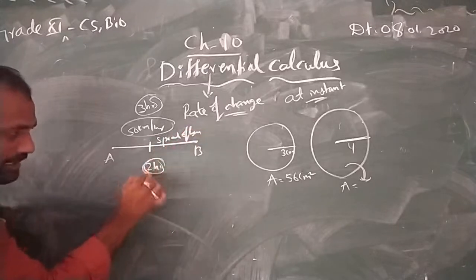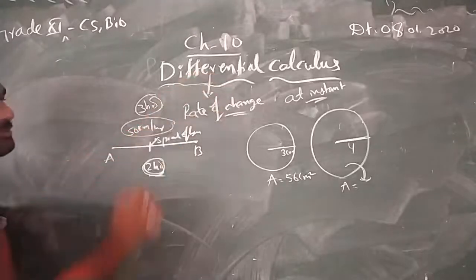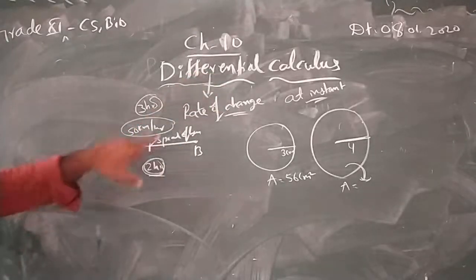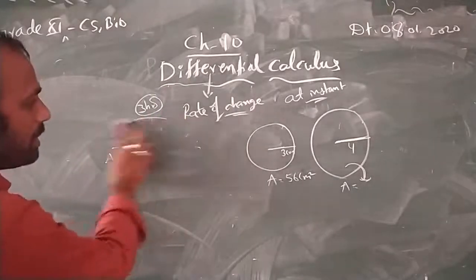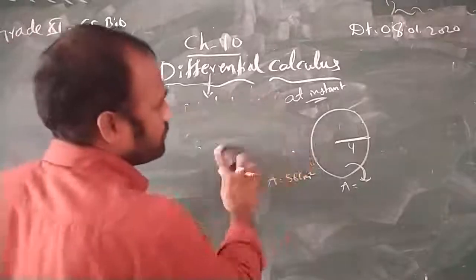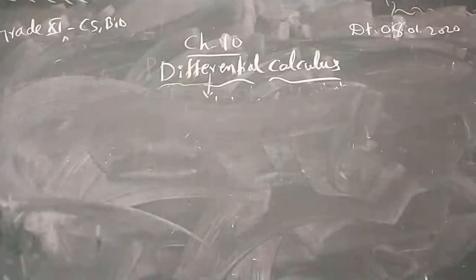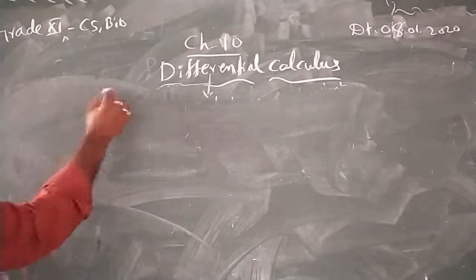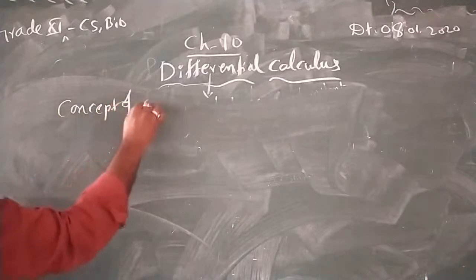I am asking at 2 hours, so at an instant, then I have to use differentiability. This is where we are going to use the differentiability concept. Differentiability is nothing but the rate of change of a particular quantity with respect to the change in another quantity. So first, let us learn the concept of derivative.